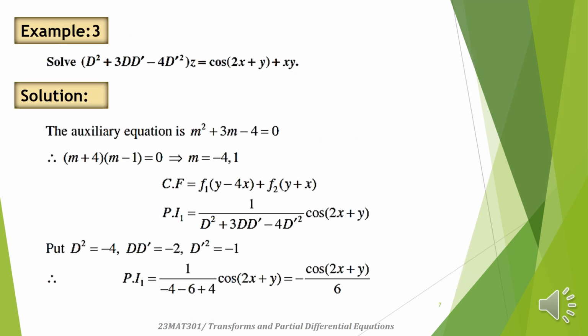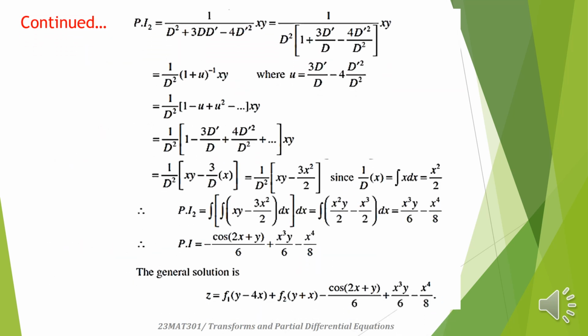Now this question, the same auxiliary equation, you have to find it. Then cos 2x plus y, which would be easier. You have to find the D square value, D dash value, and D dash square value. Substitute here and get the answer. For x, like both the terms are equal, so D dash should be on the top. So as usual, you have to solve it with D dash on the top, and you'll get this final answer.